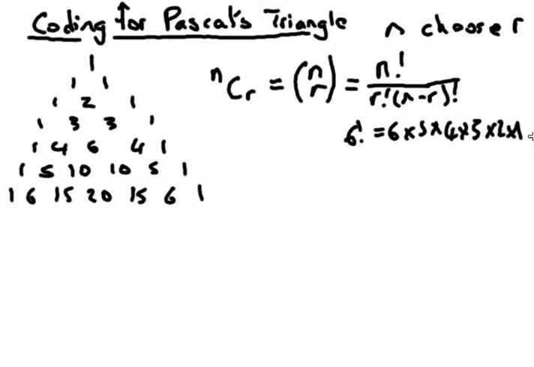And yeah, it's called n choose r because it's the number of ways of selecting r objects from n. That's actually the reason why it's called n choose r. But what does it really mean in terms of Pascal's triangle?